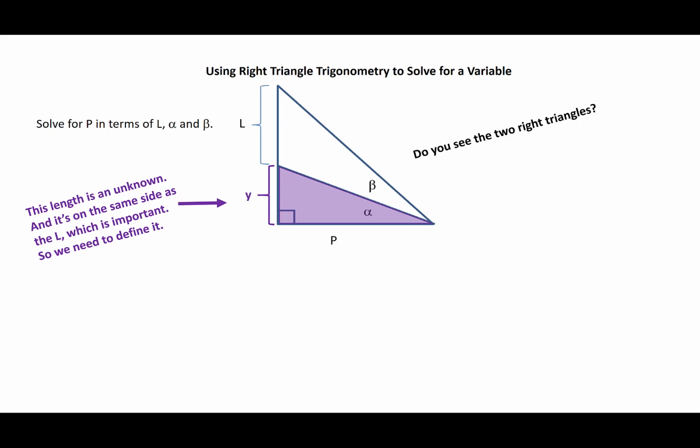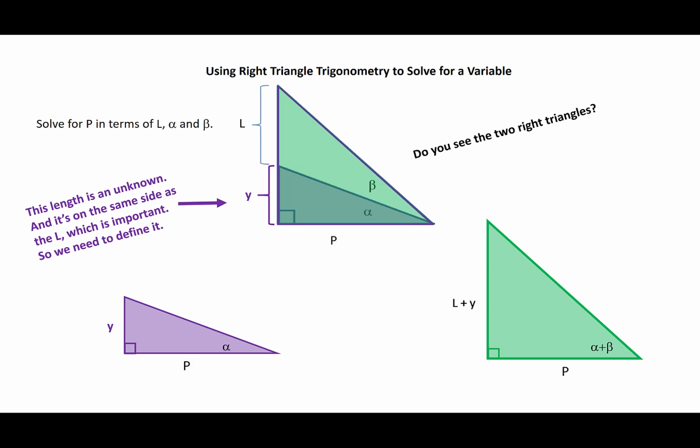And then there's another triangle, the big green triangle. And can you see that the angle in the big green triangle is alpha plus beta? And of course the tall height is L plus Y.